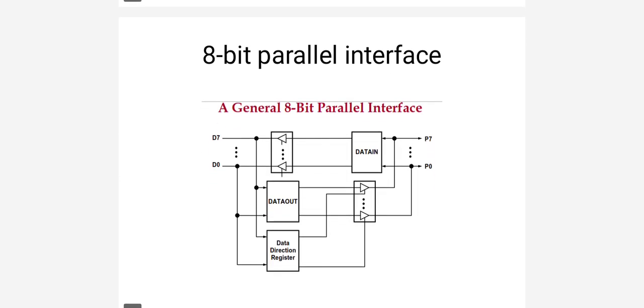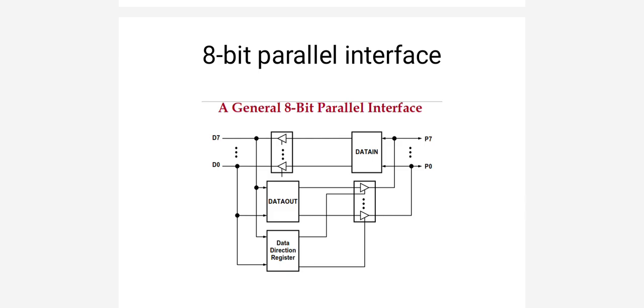നെക്സ്റ്റ് ജനറൽ 8-bit പാരലൽ ഇന്റർഫേസ് എങ്ങനെയിരിക്കും? അതായത് അവിടെ ഇൻപുട്ട് ഓപ്പറേഷനും നടത്തണം, നമുക്ക് ഔട്ട്പുട്ട് ഓപ്പറേഷനും നടക്കണം. സോ 8-bit പാരലൽ ഇന്റർഫേസിന്റെ ഫിഗർ ആണ്. Here D0 to D7 and P0 to P7, which represent the data lines. So P0 to P7, which is the input data lines to the data in.